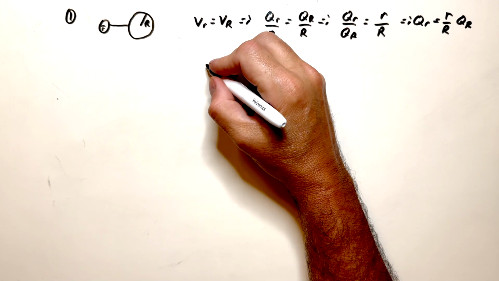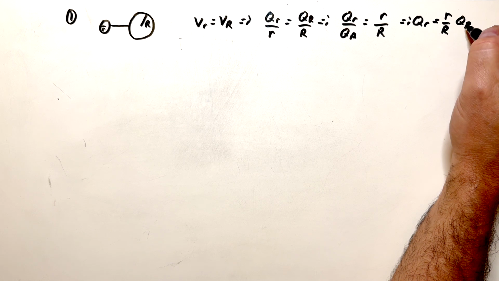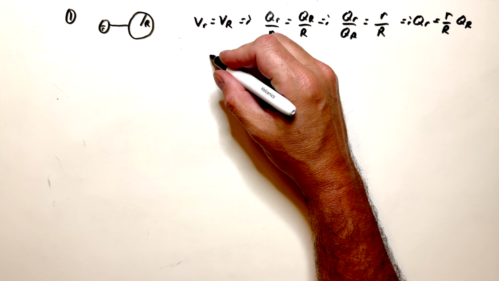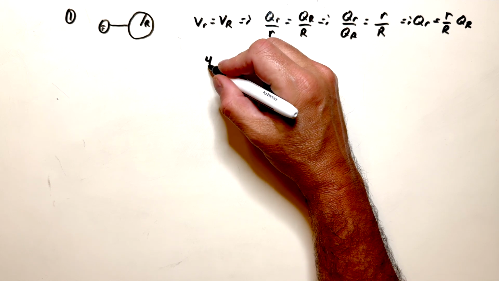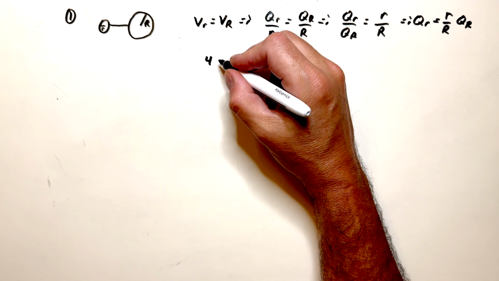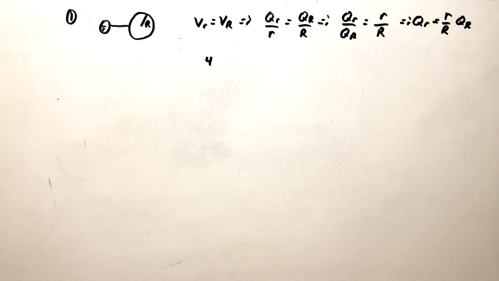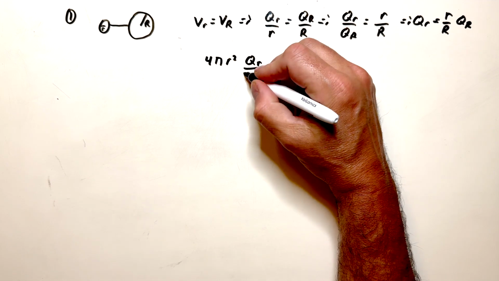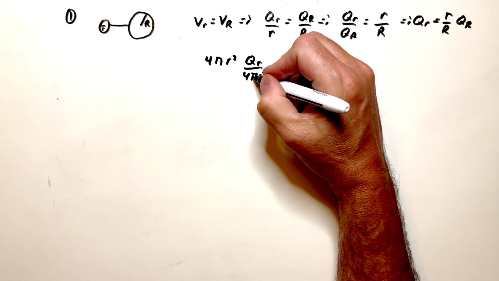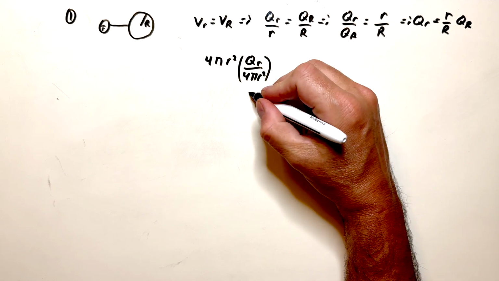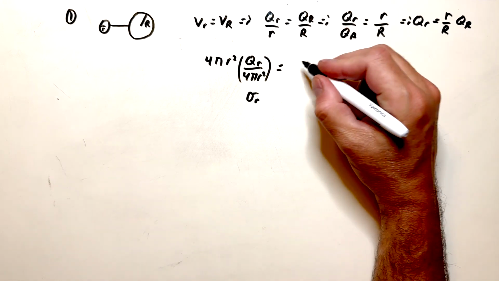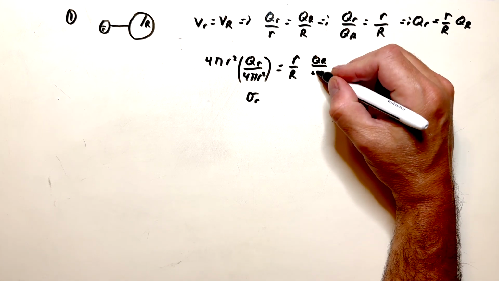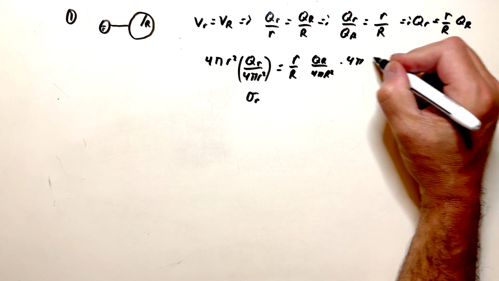Okay, so now we're just going to rewrite this. I'm going to replace this term here, Q sub r and Q sub big R, with charge densities, which means that I have to basically multiply everything times their area. So this is a surface density. We just need the surface area of a sphere. So we'll do 4 pi r squared times Q sub r over 4 pi r squared. These cancel each other out, but I'm going to replace this with sigma sub r here. And this will be equal to the ratio little r over big R of Q big R divided by 4 pi big R squared times 4 pi big R squared.